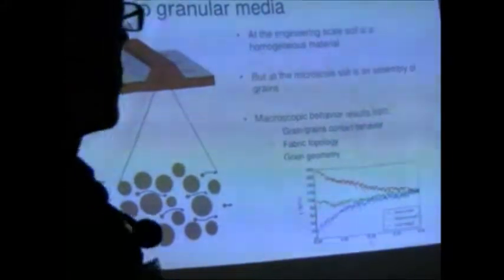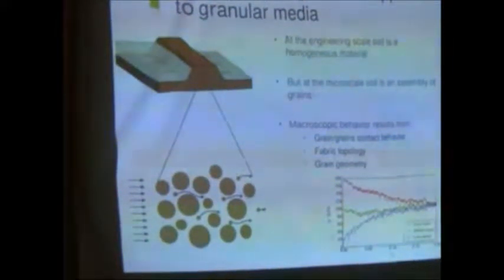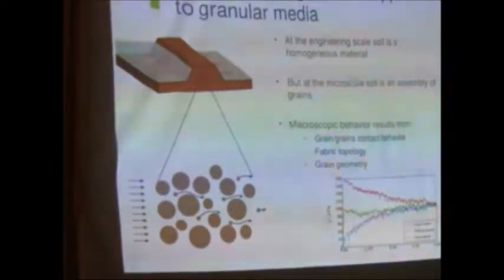The context of this research lies in the fact that at the engineering scale, soil has to be considered as a homogeneous material in order to model a hydraulic structure, for instance, as shown on this picture, for design purposes. But at the micro scale, the soil is composed of an assembly of grains interacting with each other with different contact laws, and they can be arranged in different geometrical configurations, and the grains may have different geometry.